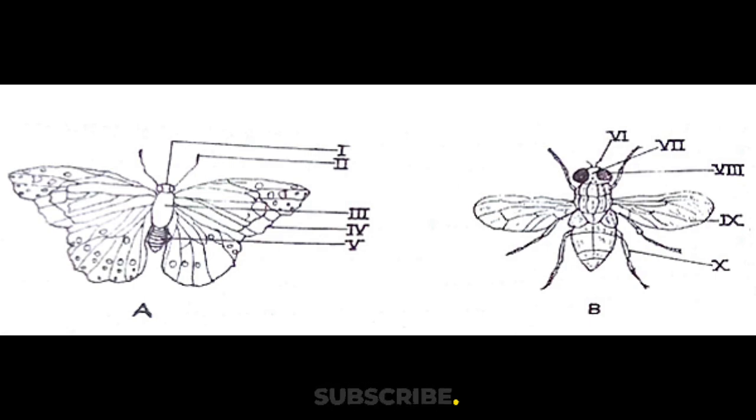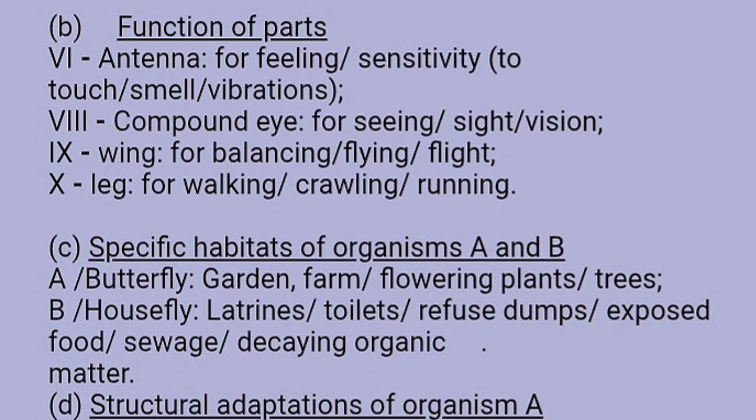Okay, so let's look at the functions of these parts. The antenna is for feeling: sensitivity to touch, sensitivity to smell, vibrations. The antenna receives all those. And then the compound eye is for seeing, for sight, for vision. And the wing is for balancing, also for flying, so for flight and for balancing. And the leg is for walking and crawling and running when they have to use them.